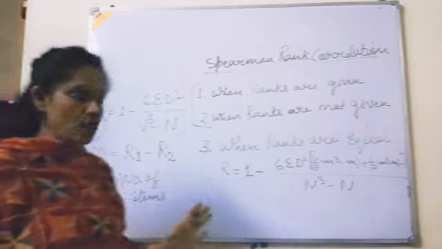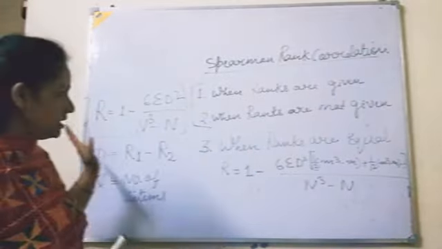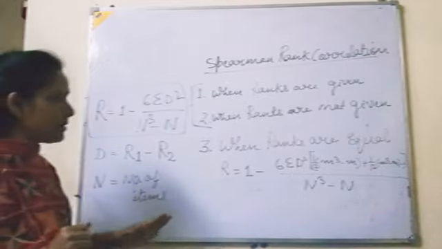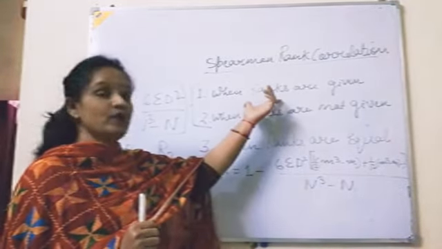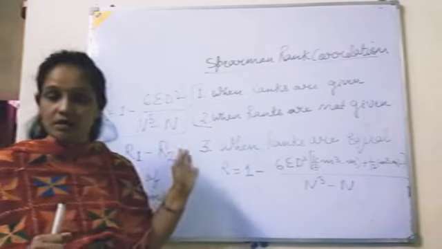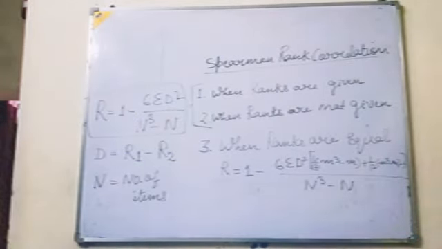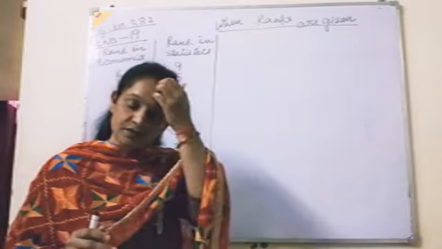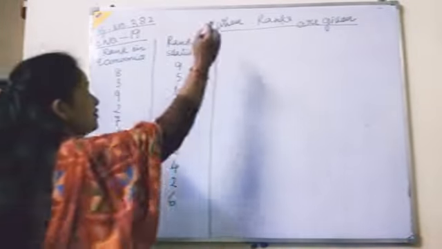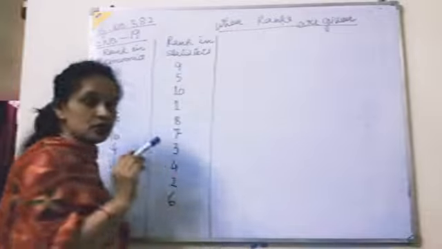Is it clear? Now, I'm going to start with the first category, so all of you need to note this down. I'm going to start with the first category, that is when ranks are given. By the time you note down this formula, children. Now I hope you have written the formula. We'll start the first category, when ranks are given. We are going to solve that.